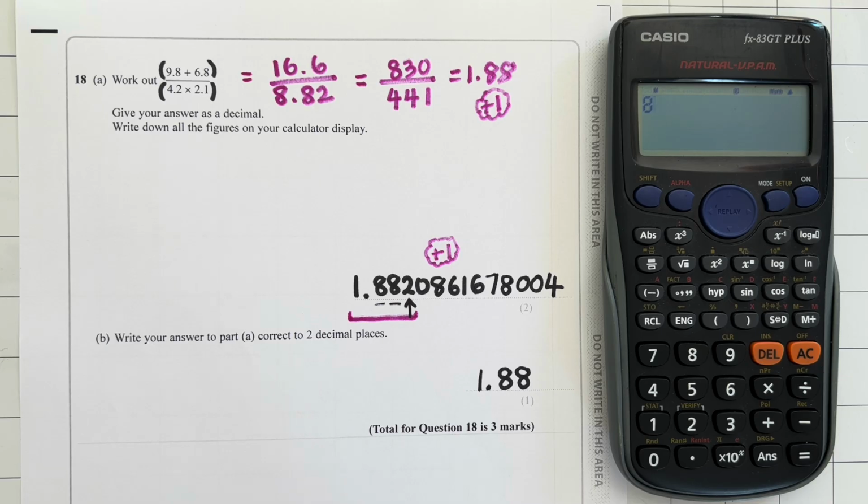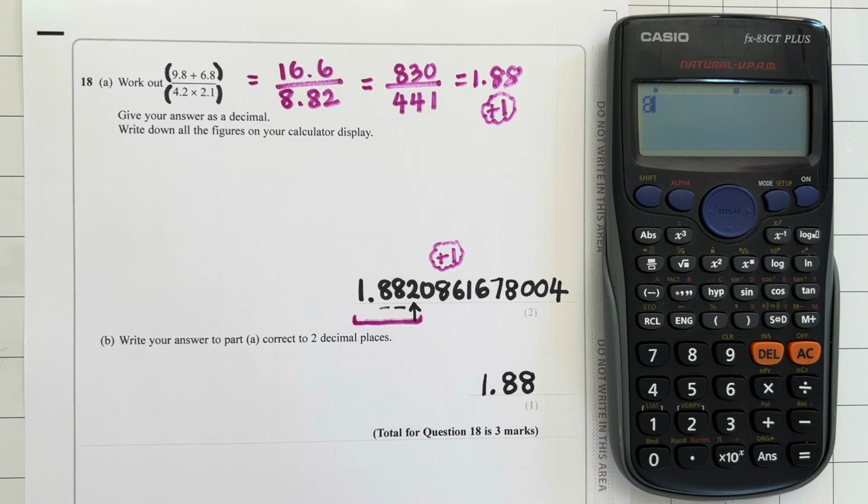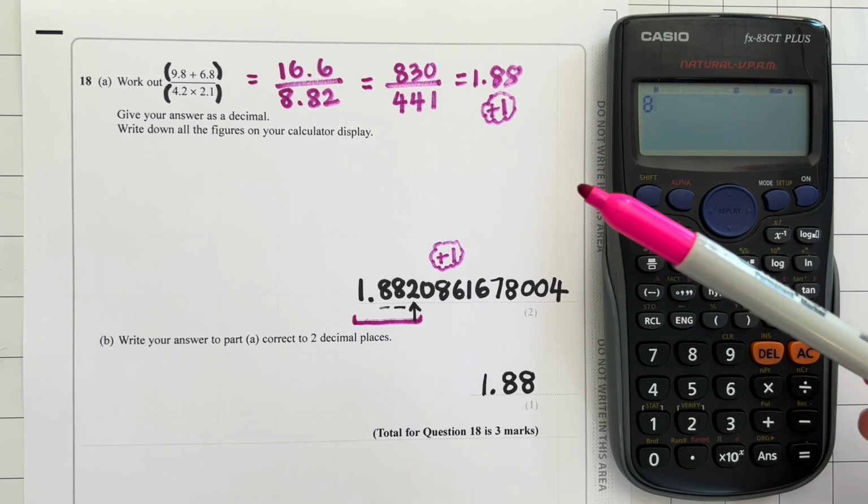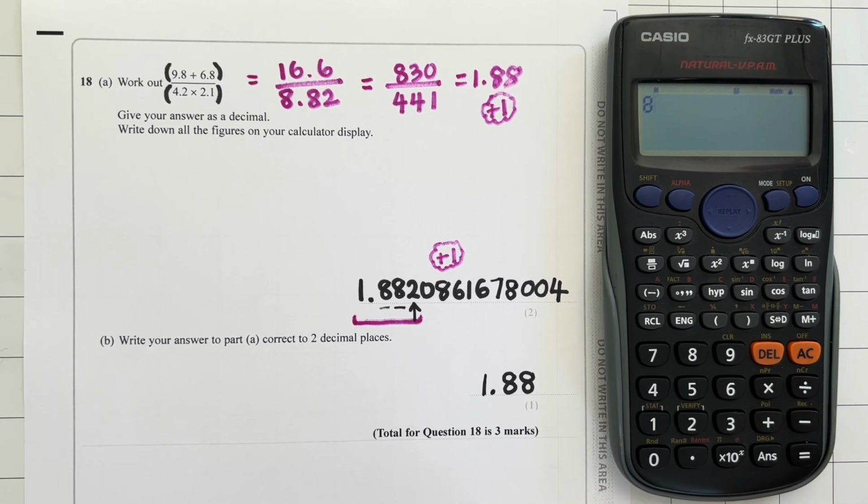Part B asks us to round to 2 decimal places. This is worth 1 mark. If your answer to Part A is not 1.882, then they will give you a mark for correctly rounding your answer to 2 decimal places. This is so long as your answer to Part A has more than 2 decimal places.